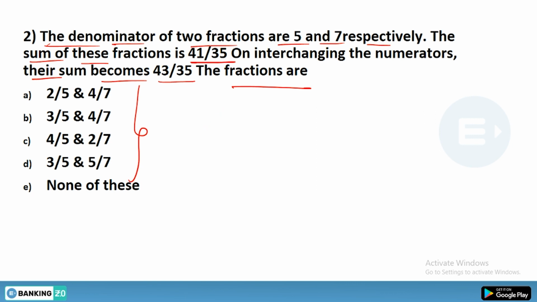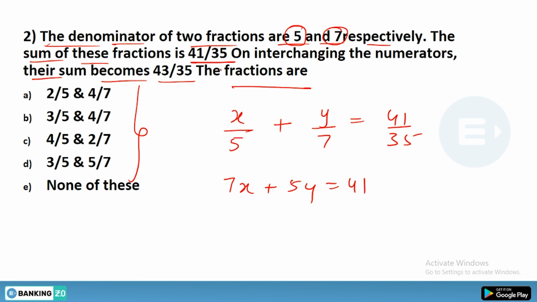But if you want to go through the concept, you have to know that these are the denominator terms of two fractions. So as you know, it will be x by 5 and y by 7, because 5 and 7 are the denominators. If you find the sum of these terms, you'll get 41 by 35. That means you will get 7x plus 5y is equal to 41. And if you interchange the numerators, you will get y by 5 plus x by 7, and you will get the sum as 43 by 35.